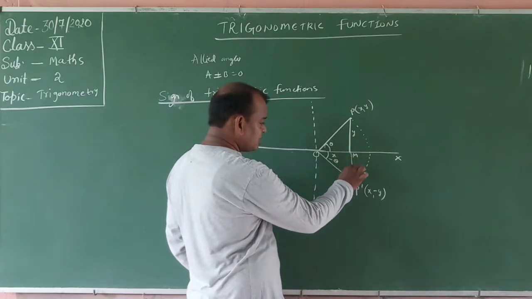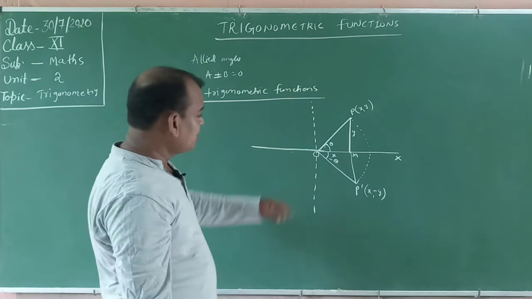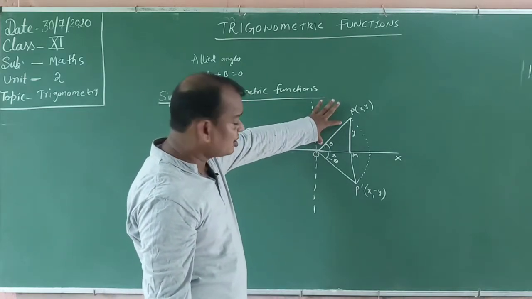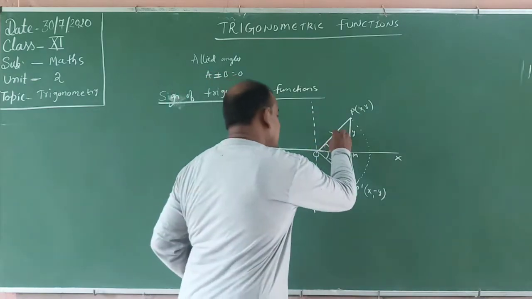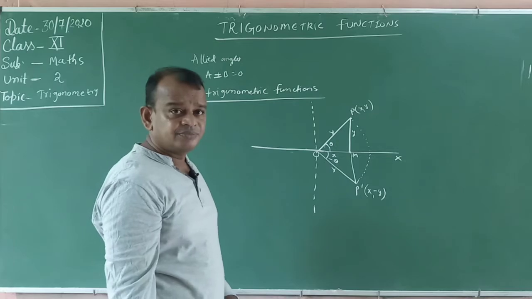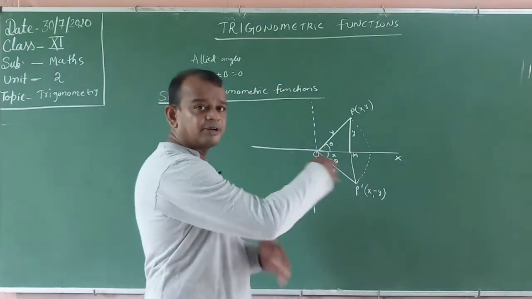Now we also draw the perpendicular here. It compulsorily meets at M only. Why? Because the base length is the same. The hypotenuse, 100% this is the radius of the circle. Now we will take the circular part.